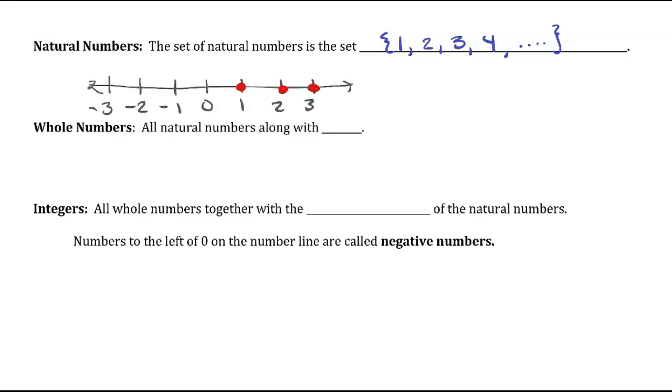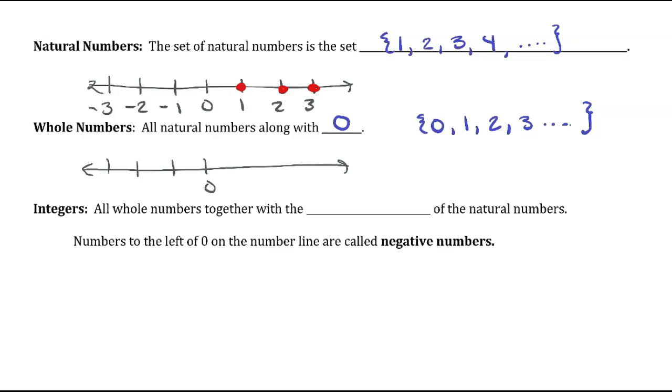Now, whole numbers, that's the same thing as the natural numbers, except we're going to add the element 0 to the set. That is, now we have the set that starts at 0, 1, 2, 3, and on and on. If we were to graph these on a number line, it would look very similar to the natural numbers, except now I would put a dot at 0 to include that as well.